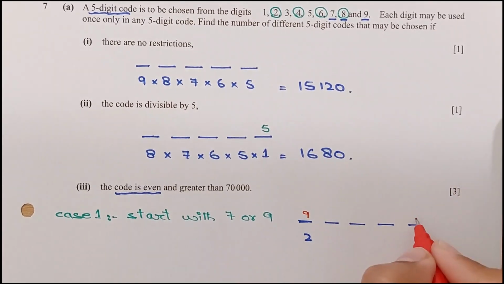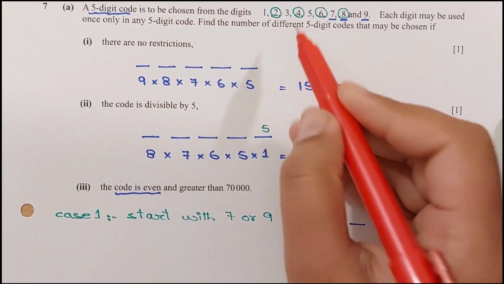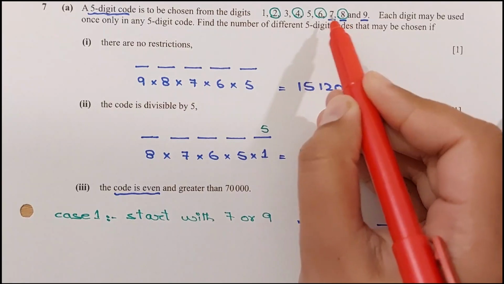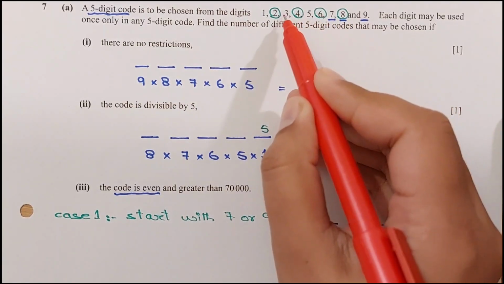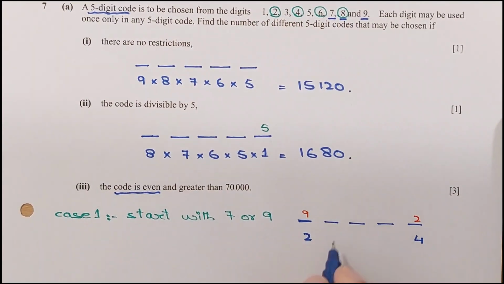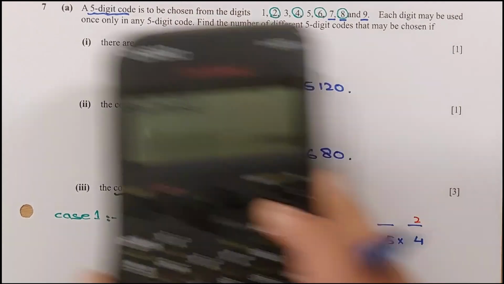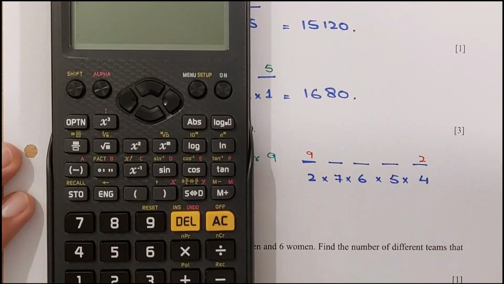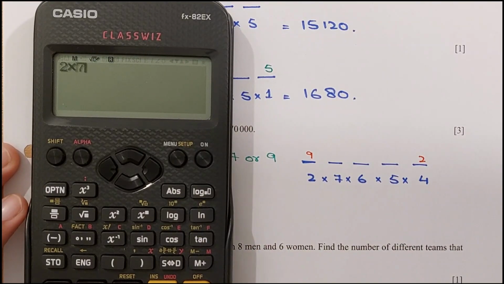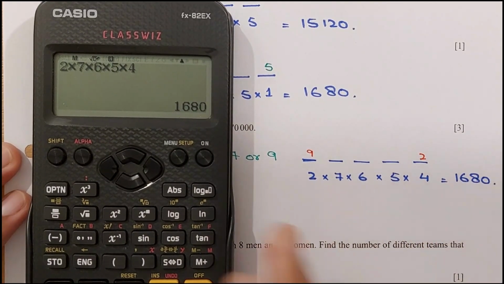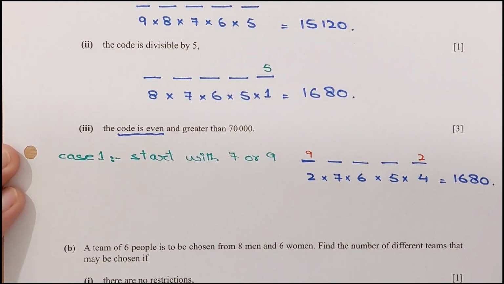If I take the last digit as 2, now I have used 2 and 9. How many are left? 1, 2, 3, 4, 5, 6 and 7. 7 numbers are left: 7, 6, 5. This is for the first case. 2 times 7 times 6 times 5 times 4 is 1680. Now let me do case 2.